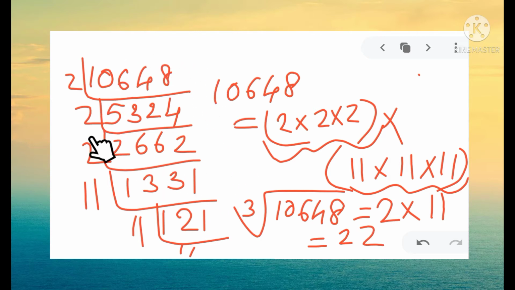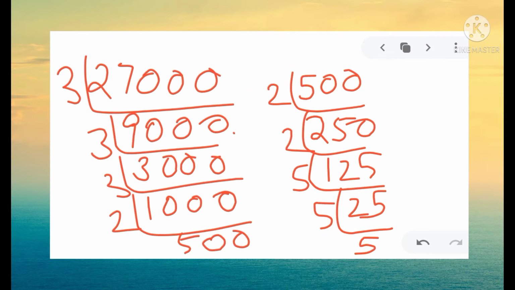So children, it is compulsory to factorize the numbers by prime numbers. Then let us look into 27,000. It is very easy to factorize the number by 3. So I divided the number by 3. After dividing 27,000 by 3, it is 9,000. By 3 it is 3,000. By 3 it is 1,000. By 2 it is 500. Again 500 by 2, 250. By 2, 125. By 5, 25.